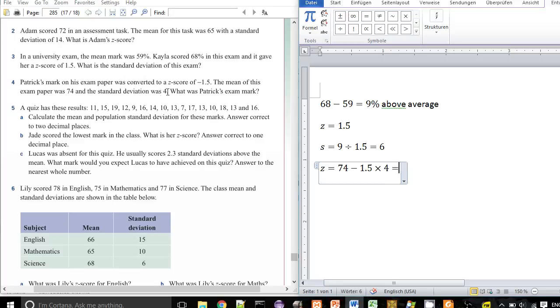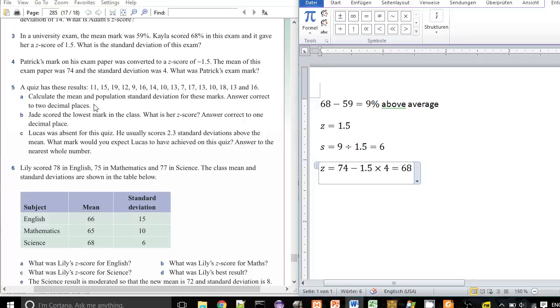So, yeah, just remember, the Z-score tells you where their score is relative to the mean. Minus means it's below, and 1.5 is how many lots of this. So 1.5 of 4 is 6, because half of 4 is 2. Add that to 4, you get 6. Take 6 away from 74, you get 68. Okay, that's his exam mark.